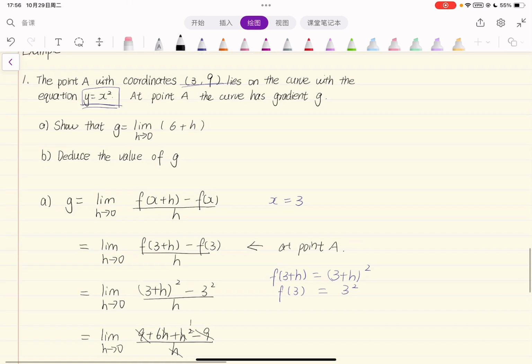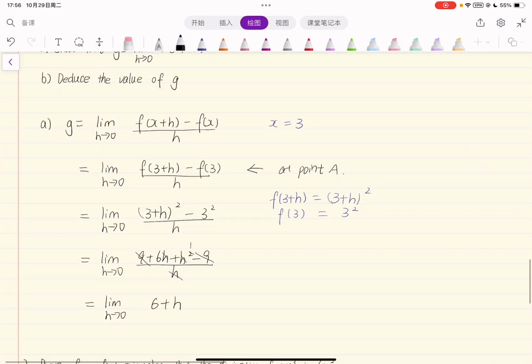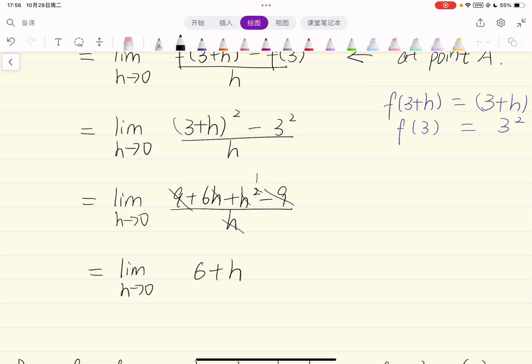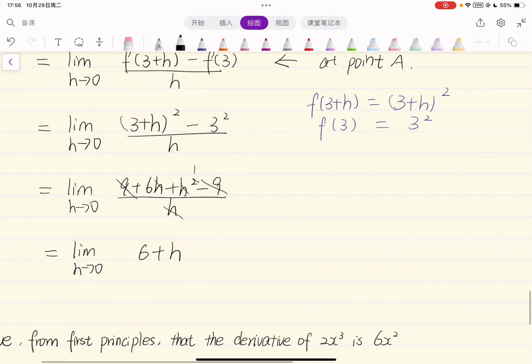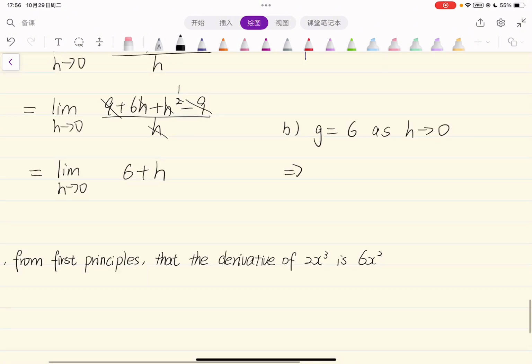Now for part B, it asks you to deduce the value of g, which means you just ignore the h. Since h tends to 0, let h become 0. We write down that g equals 6 as h tends to 0. So the gradient of the curve at point A is 6.